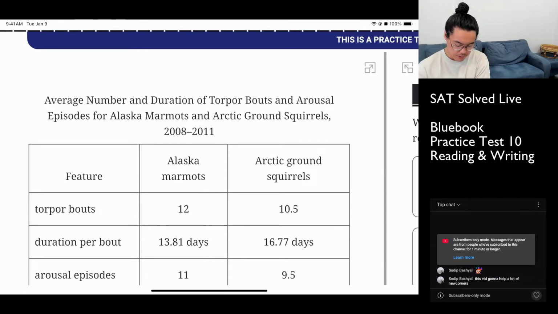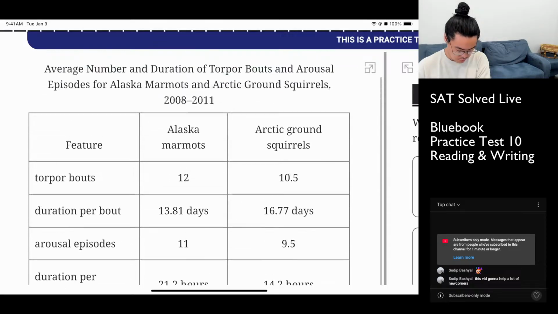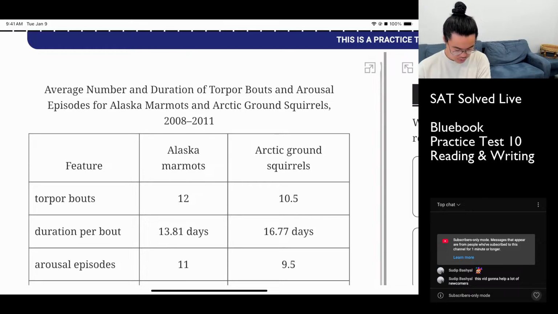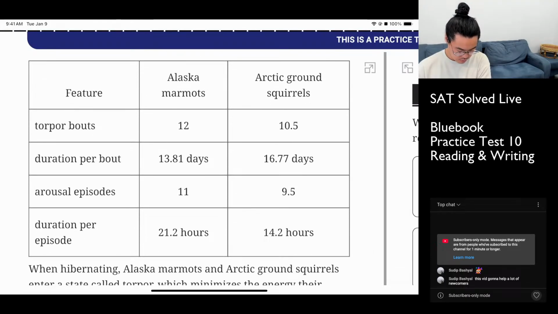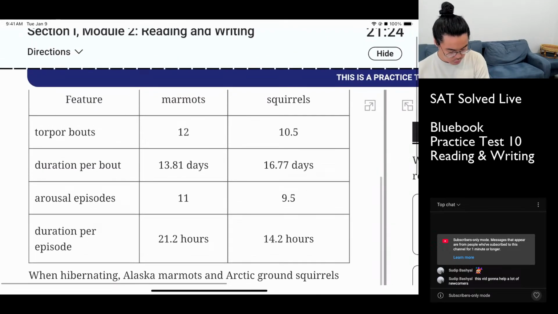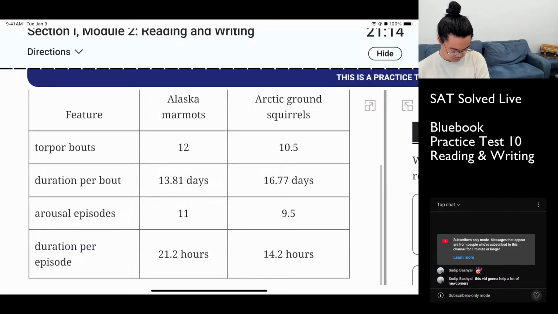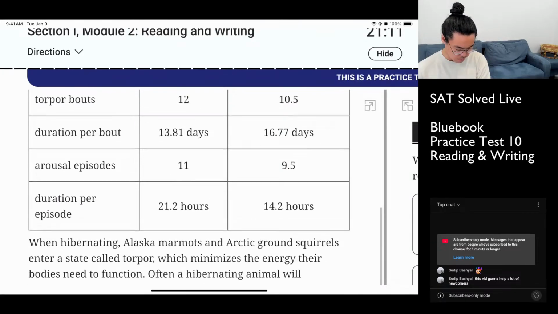Number and duration of torpor bouts in arousal episodes. Torpor is sleep and arousal is wake for two species, and they have similar torpor bouts, I guess. Although Arctic ground squirrels have fewer bouts and longer bouts, and squirrels also have fewer wakes and shorter wakes. Okay, sure. I kind of don't get it, but whatever.